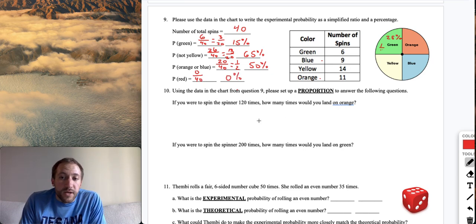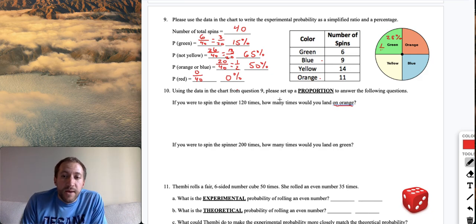Now, the next one, it says using the data in the chart from question 9, set up a proportion and answer the questions. If you were to spin the spinner 120 times, how many times would you land on orange? On your study guide, I think it says red, but I told you guys to mark it out and just write orange. So just mark out if it says red on yours and write orange.